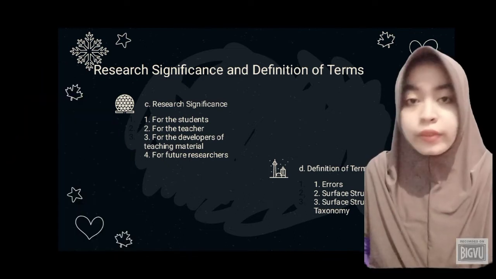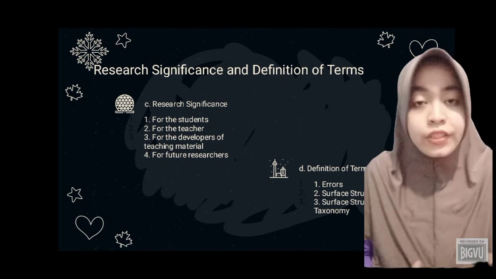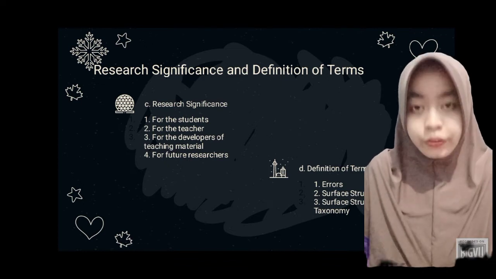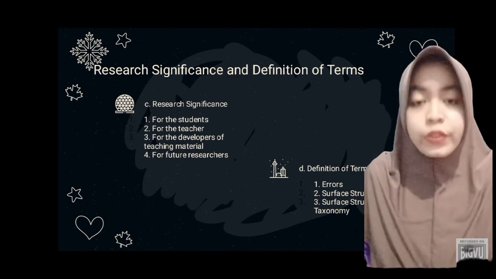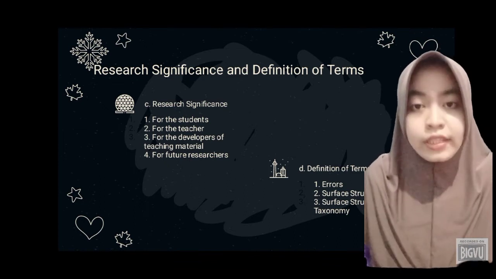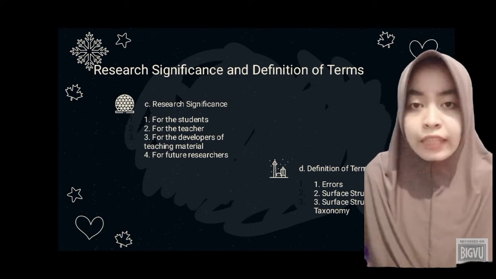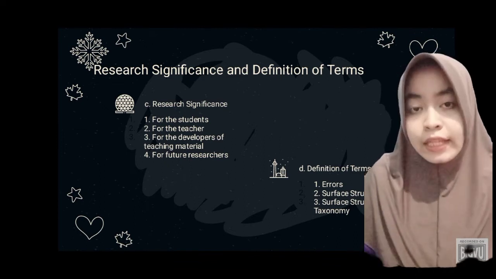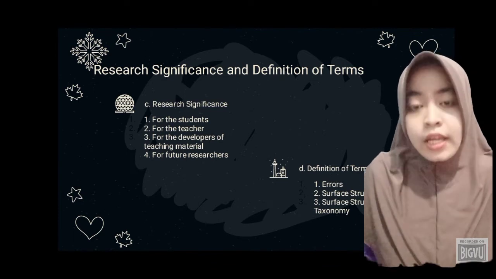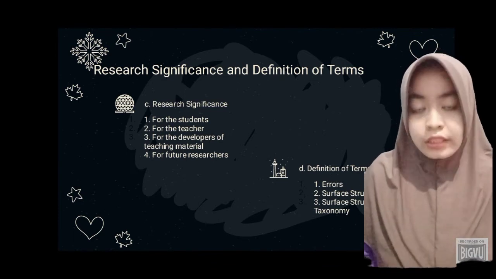Okay, now we will talk about the definition of terms. This research uses some specific terms. Therefore, in this section, the specific terms will be explained thoroughly below. The first one is errors. Chomsky notes that errors are differentiated by the cause of errors, whether it is performance factor called mistakes and errors from lack of knowledge. And then the second one is surface structure.